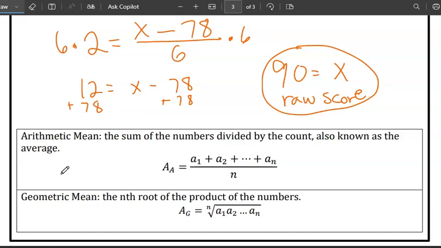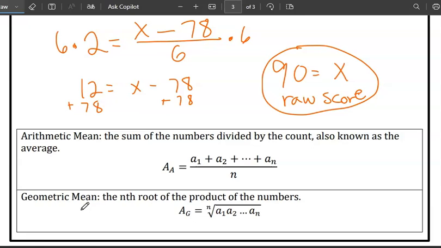There are two different means that could be referred to. If it just says average or if it just says mean, you would usually assume for it to be arithmetic mean. That's the sum of the numbers divided by the count, also known as the average. Our formula is A of A equals the sum of the numbers divided by the number of terms.